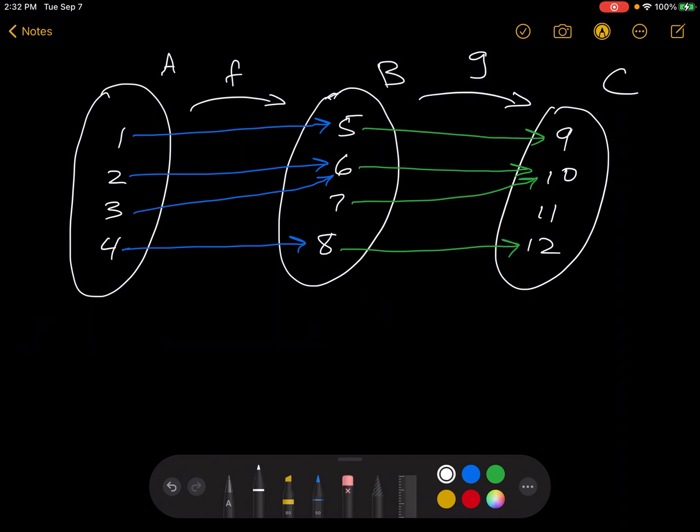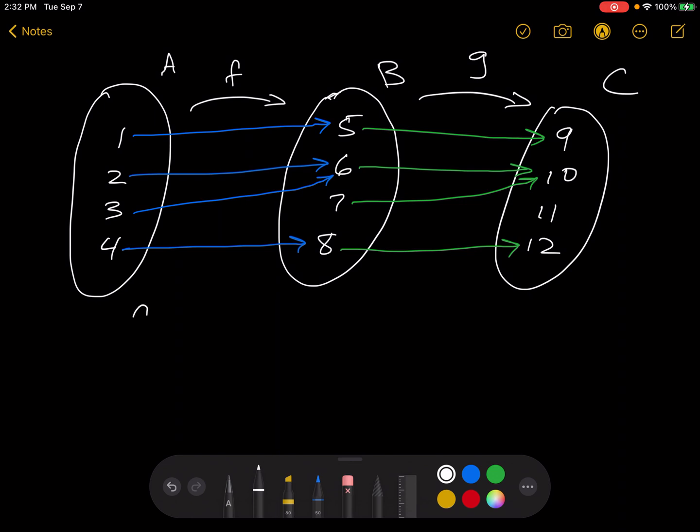And we also have all the information for a function g. G goes from B to C. All the information is right here. Here's the set B, here's the set C. And G sends 5 to 9, 6 to 10, 7 to 10, and 8 to 12.